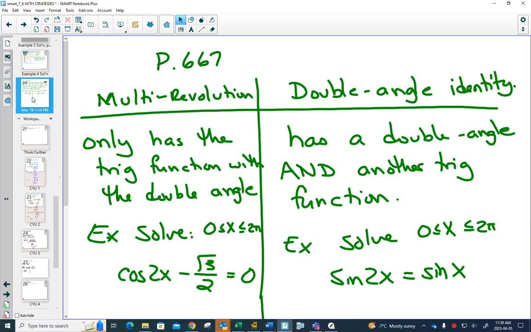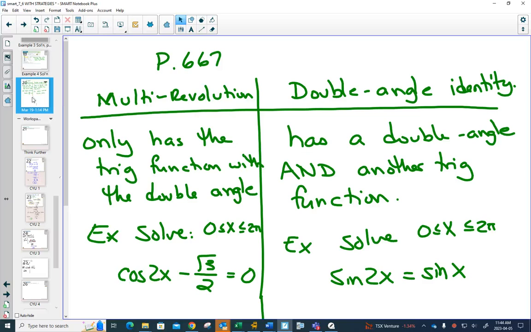which adds some complexity. Up till now, if you had a 2 theta in a solving question, you'd be like, ooh, that's a multi-revolution question. I know how to do that. But now you have a choice. You can either maybe do it as multi-revolution, or maybe you should use a formula and change it. So this is an explanation of how those two are different and when you're going to use each one.